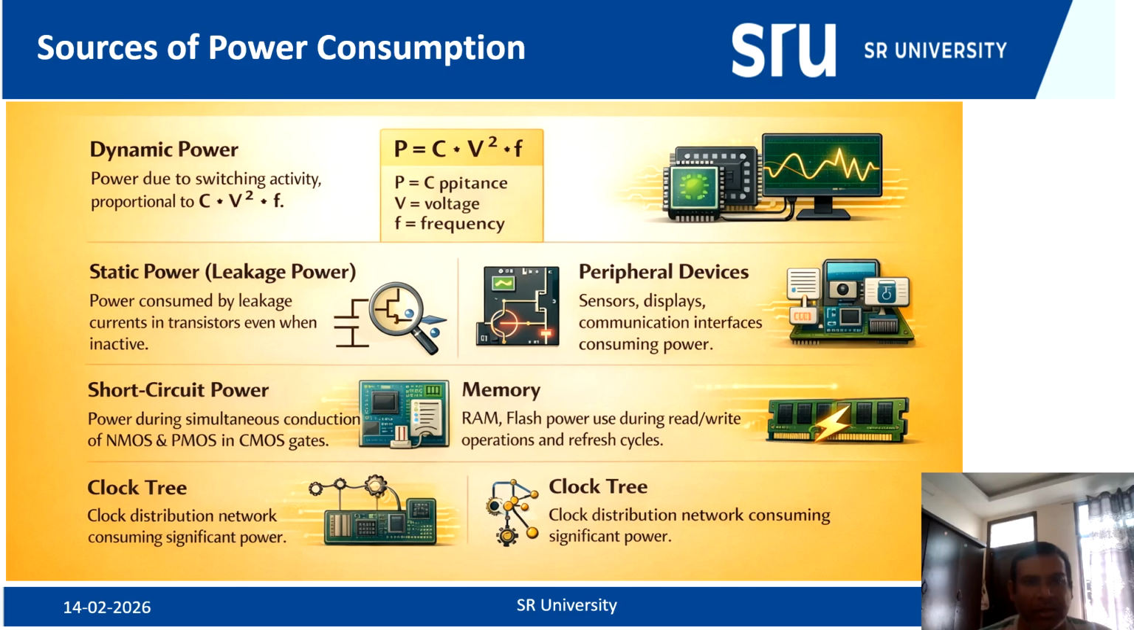Here, as I just told, C represents the effective capacitance, V is the supply voltage, and F is the switching frequency. From this relationship we can clearly see that reducing the voltage or operating frequency can significantly lower the dynamic power consumption, because the power is proportional to the power supply voltage as well as the frequency.